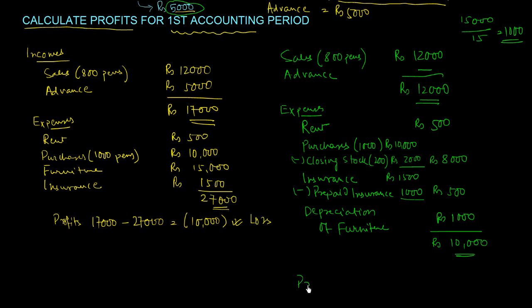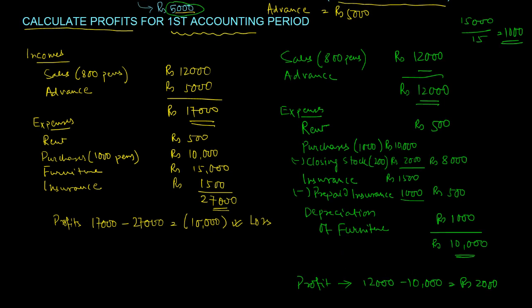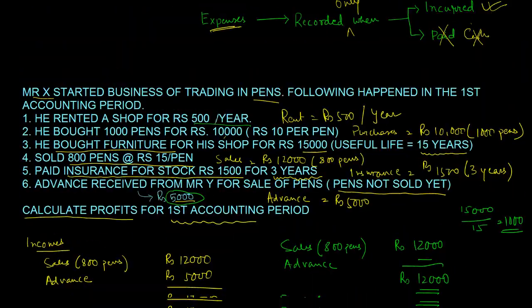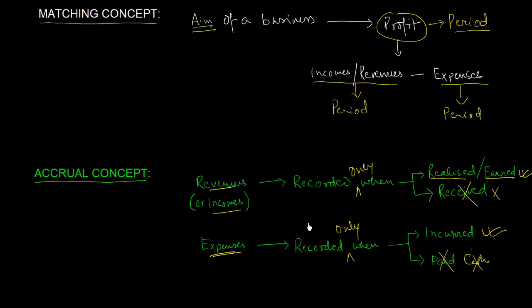Therefore profit would be 12,000 minus 10,000, that is rupees 2,000. So in this example we saw that if we follow the matching and accrual concept of accounting, then the profits are reasonable, profits can be achieved. Otherwise you will get absurd figures like we got in this case. So thus the matching and accrual concepts are very important concepts of accounting which need to be followed for a correct evaluation of profits or loss for a particular period.